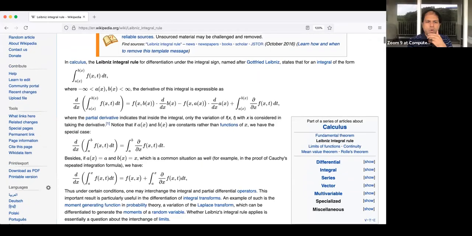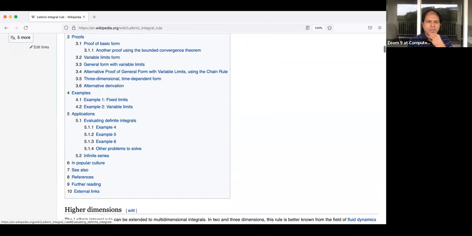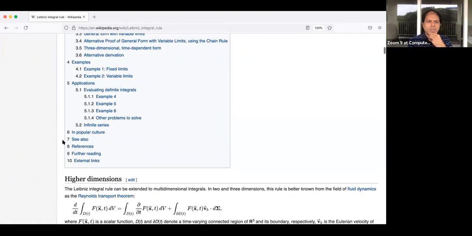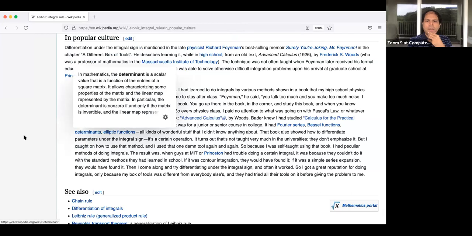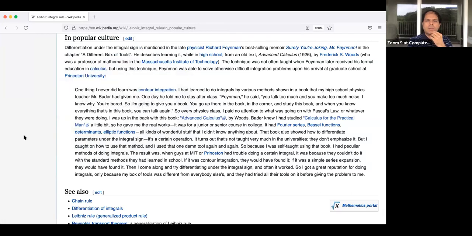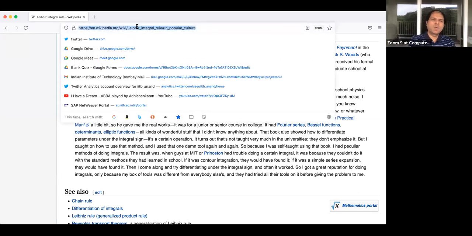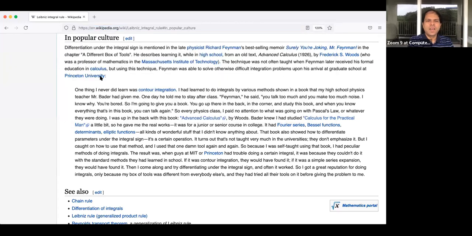Okay, but what I want to show you is not that. So, there is something called in popular culture. Yes. So, I think we don't have time. So you please read this. Okay. So I will just put it in the chat. There's a very nice story about the famous physicist Richard Feynman, which he is recalling in his famous book, Surely You Are Joking, Mr. Feynman. You will like this. So you read it later. Okay. So let me not do that right now. There is no time.